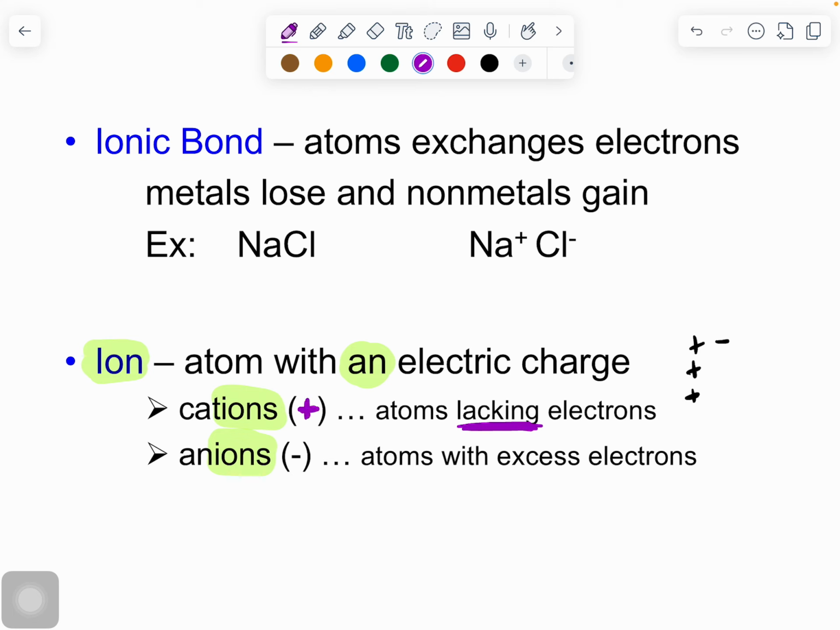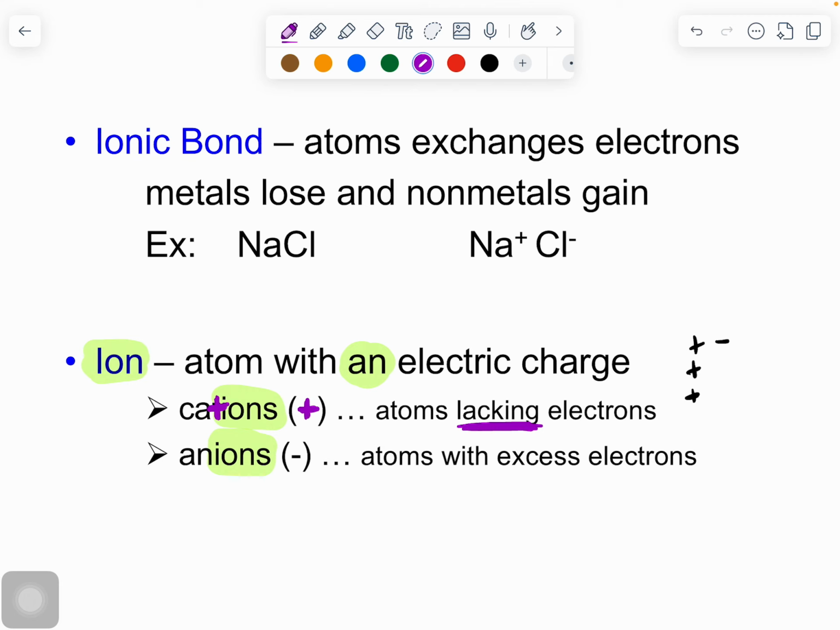Now, how can you remember that the vocabulary word cation belongs to the positively charged ion? Well, one suggestion that I have for you is by simply looking at the letter T in the middle of the word cation and simply thinking of it as a plus sign. This is one very simple way that you can remember that the vocabulary word cation belongs to the positively charged material or atom.